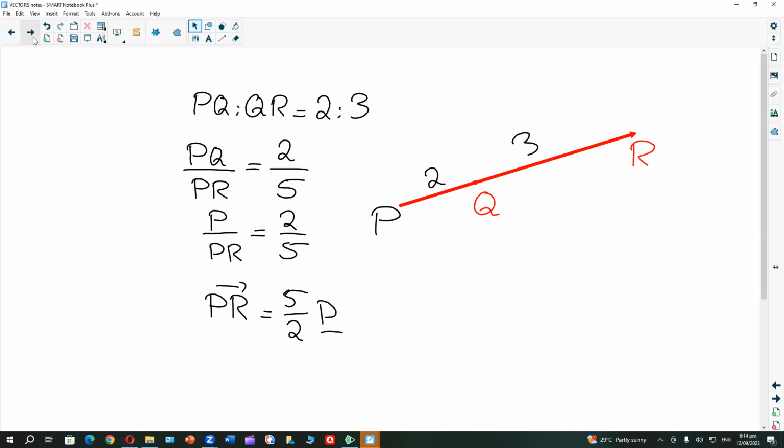Now see the working. I want you to see how I'm getting 5. Yes, because the total is 5. So it is P to R.